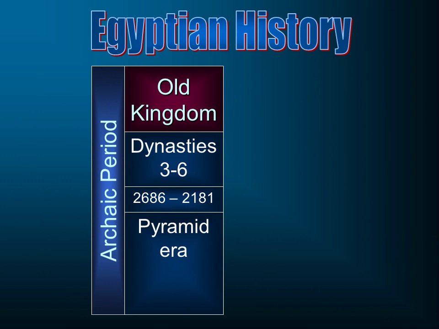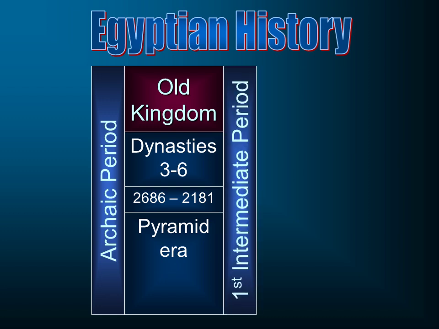We've noted already that in Egyptian history we started with the Archaic period, that was the first and second dynasty, and then dynasties 3 through 6, that's the Old Kingdom, that's the pyramid era, when all the pyramids are built. Remember, we said that they're mostly built on the west side of the Nile.